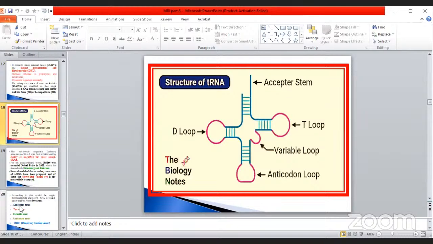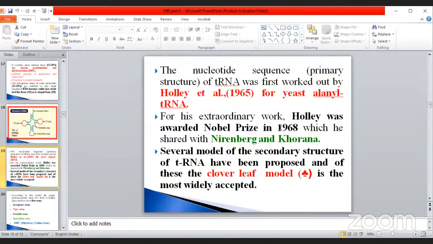Today, we are going to discuss the structure of DNA molecules and the structure of tRNA molecules. The structure of tRNA consists of 5 arms. Already we discussed these things also. What are the arms? One is the acceptor arm, T loop, variable loop, anticodon loop, and D loop. These are the important arms present in tRNA, otherwise called transfer RNA.